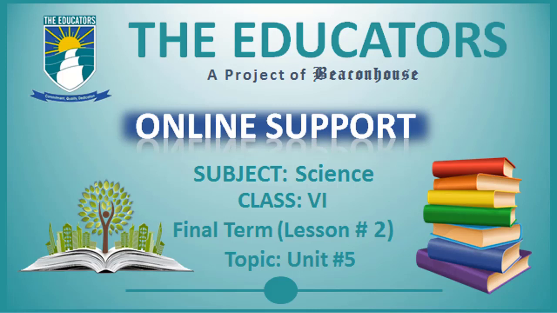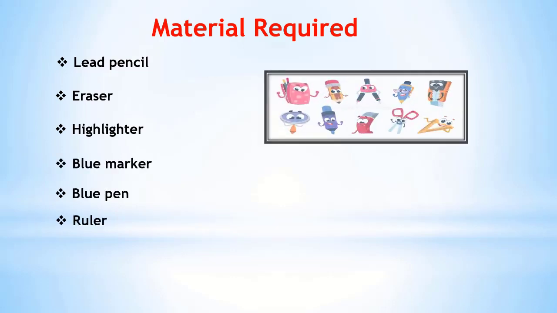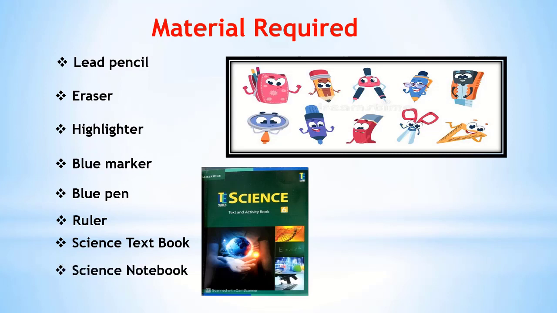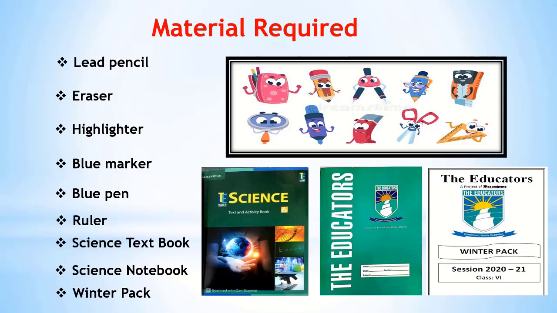I'm here with the second online lesson of class 6 science. Our today's topic is unit number 5. Before starting the lesson, the material required is lead pencil, razor, highlighter, blue marker, blue pen, ruler, your science textbook, your science notebook along with your winter pack.